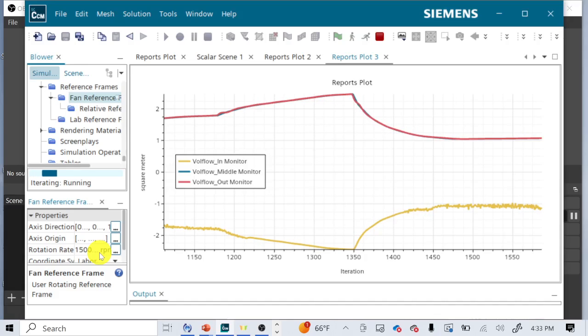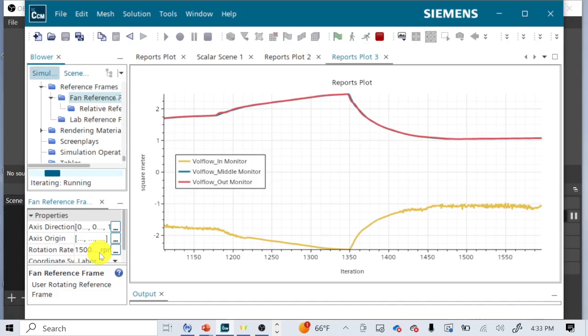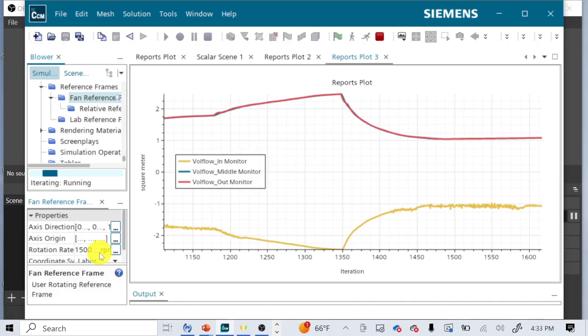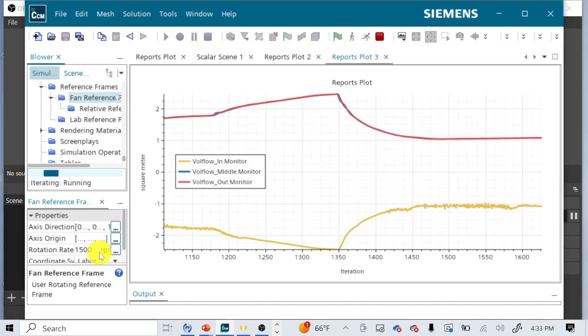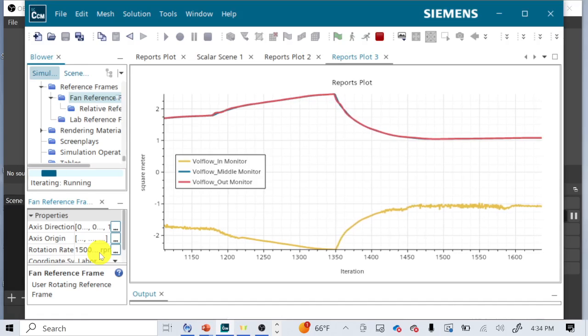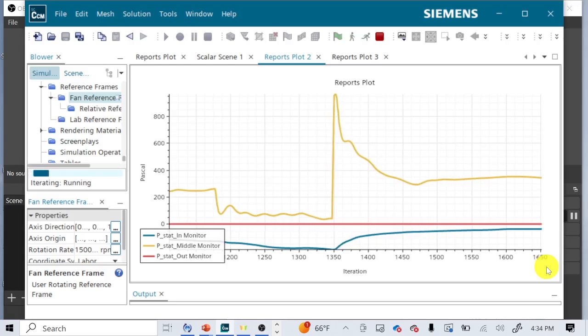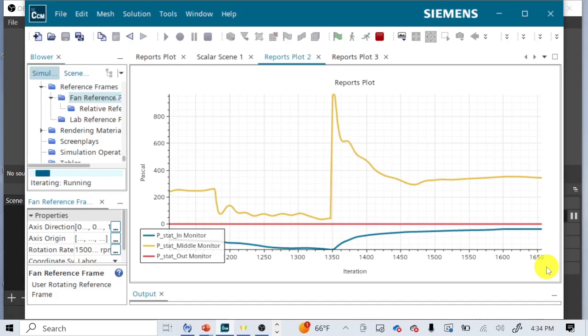Anything else you think might be interesting to look at for this sort of problem? What about density? Theoretically, this fan could be noticeably pressurizing the flow. One of these plots is static pressure. How much is it changing pressure? For the moment, it's probably not enough to matter, but at 3,000 RPM, it might be.